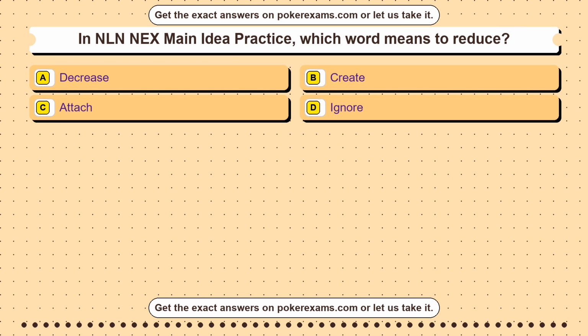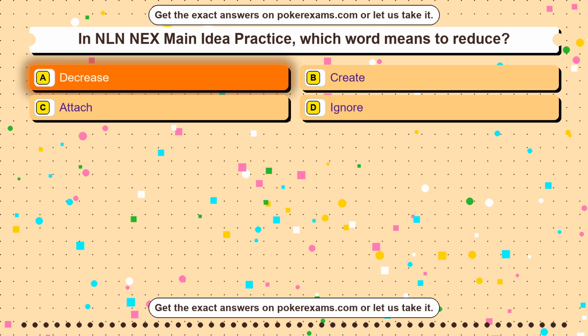Question 13. In Get History Practice Test, which document begins with "We the People"? Option A, U.S. Constitution. Option B, Declaration of Independence. Option C, Bill of Rights only. Option D, Federalist Paper number 10. The correct answer is option A.